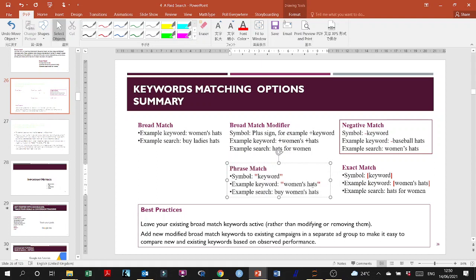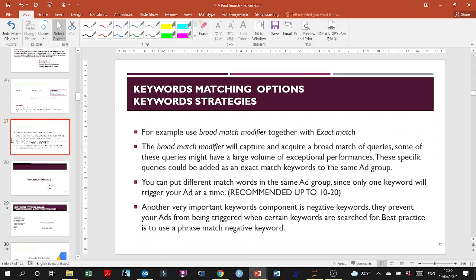Phrase match we usually use when it comes to our brand name, like Estee Lauder. Estee Lauder is 2 words, so it is in one keyword phrase match, so that the order won't be messed up.